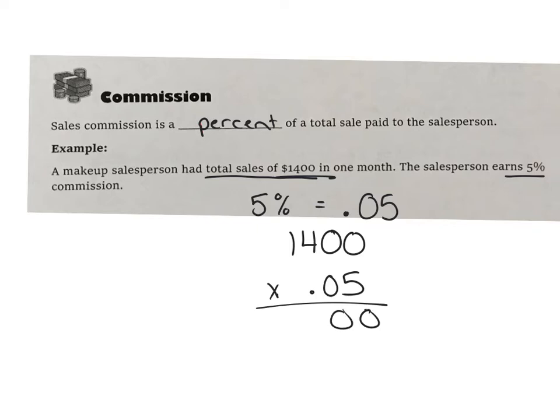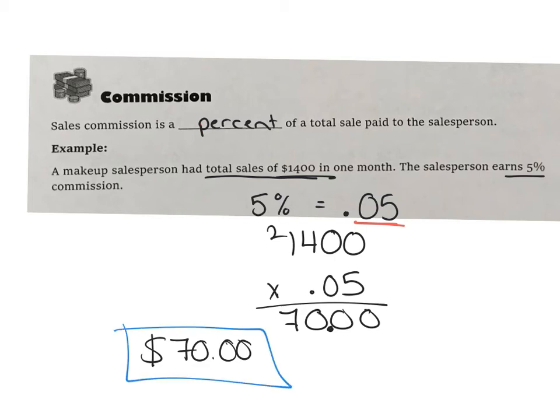0, 0, 5 times 4 is 20. 5 times 1 plus that 2 is 7. And then you have 2 places after the decimal. So there are 2 here. So she made $70, which I know is not a lot for $1,400, but that's a low sales commission. She got 5% of the $1,400 she sold.